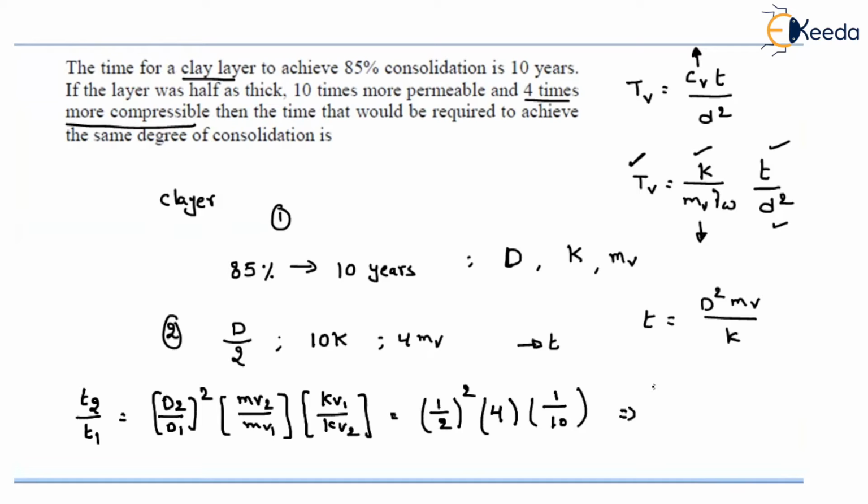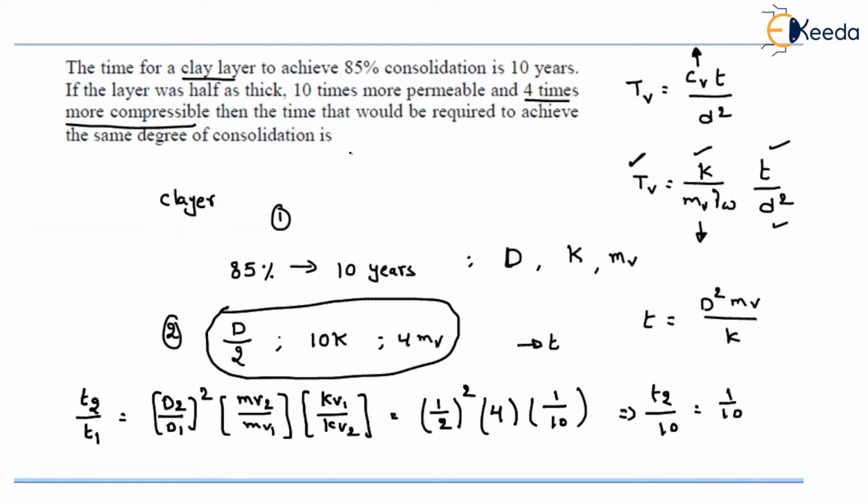That implies T2, and what about the time required for 85% consolidation in the first case? 10 years. So 10 into 1 by 10, 10 gets cancelled. So how much time is required if all these parameters are taken into consideration? The time required is nothing but 1 year.